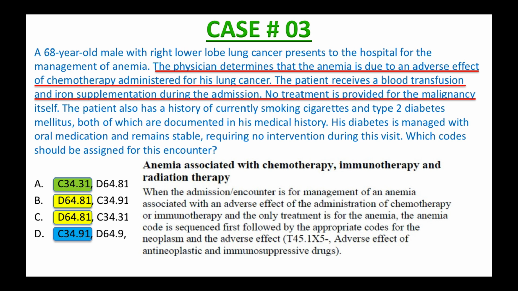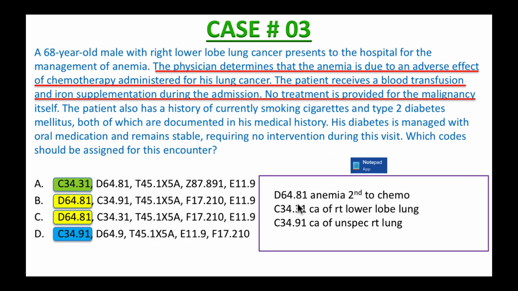Based on this coding guideline, when the encounter is for the management of anemia due to chemotherapy, the anemia code is sequenced first, followed by the T code for the adverse effect of the chemotherapy drugs. That says the first listed code must be for anemia, so D64.81, anemia due to chemotherapy, must be sequenced first, so we can eliminate A and D from here. B and C still remain.